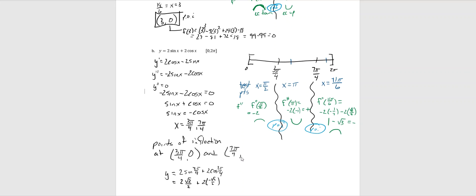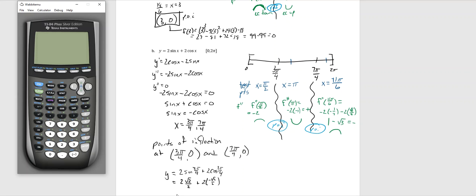7 pi over 4, think about this. This is in quadrant 4. They will have opposite signs. So this is also going to be a 0. And I encourage you to check that out. Make sure that those are going to be... All right, you convinced me. I want to see 2 sine of x plus 2 cosine of x. Graph it.